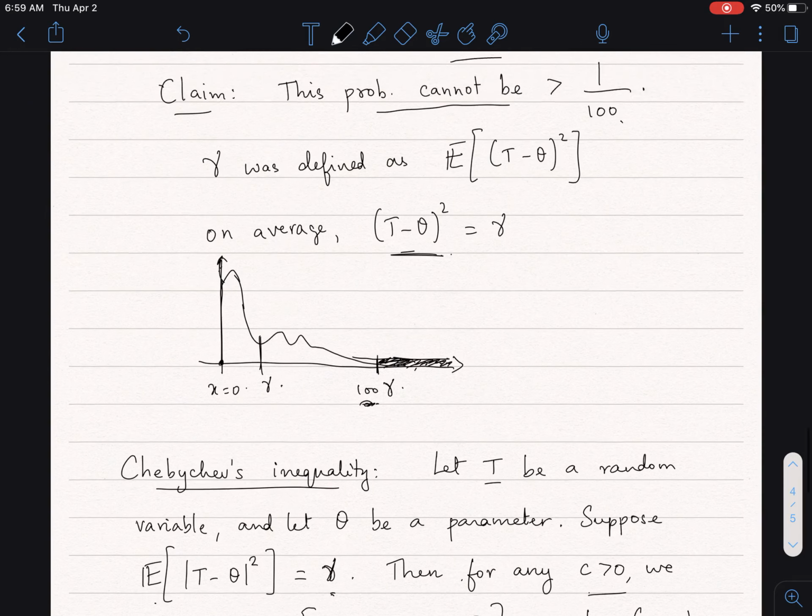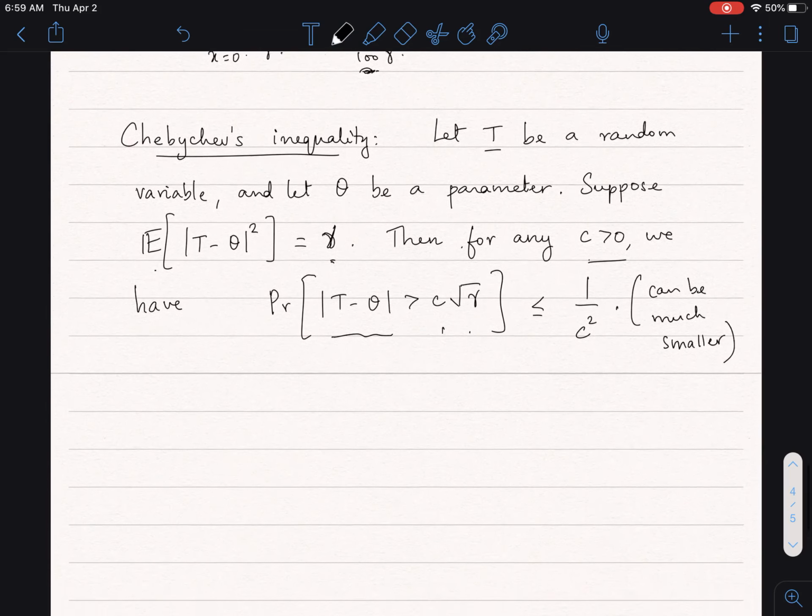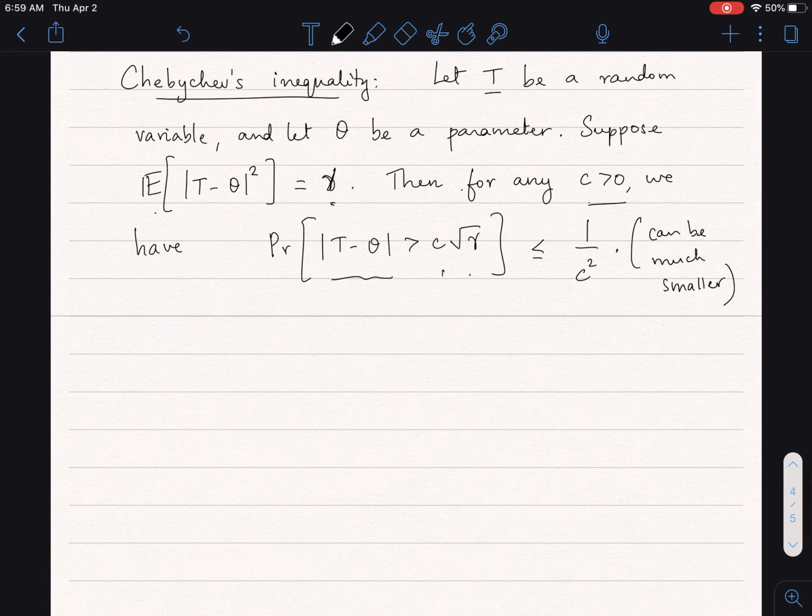Note that earlier all we did was plug in c equals 10. Right? So we said delta is 10 times root gamma. Okay, so let's see how to prove this. I will prove this in the case of discrete random variables. The proof for continuous random variables is almost identical. You have to replace things by integrals, but the idea is roughly the same.